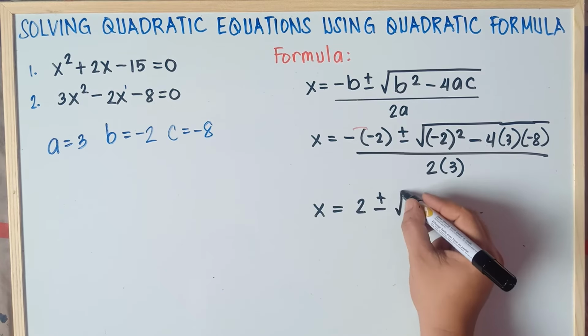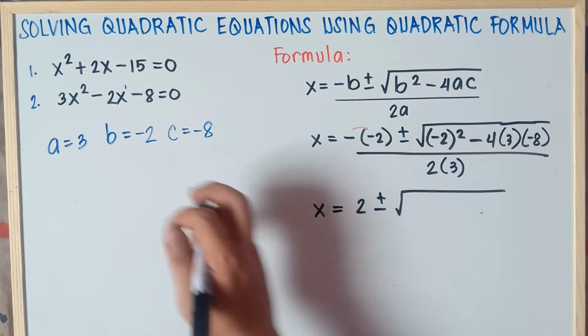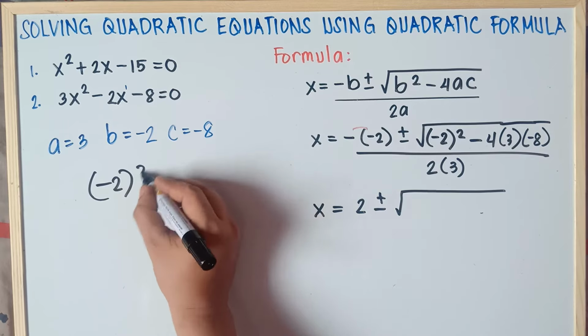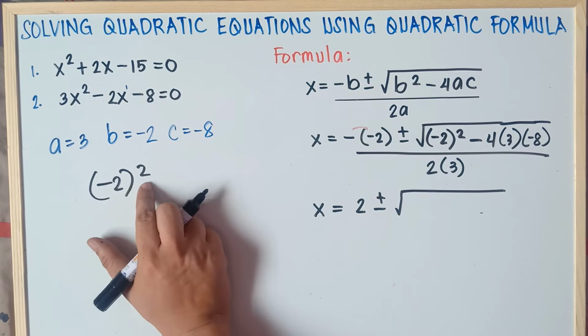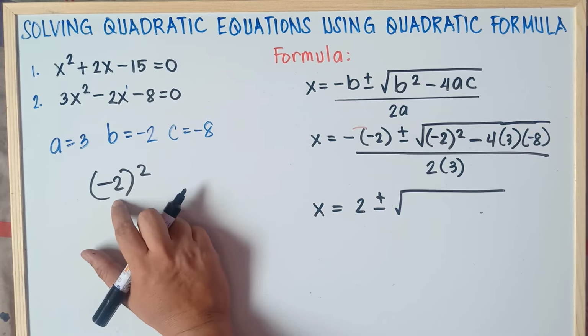Positive or negative square root of, once again, class, negative 2 squared. It doesn't mean negative 2 times 2. It means that you multiply this number by itself twice. Once again, negative 2 squared, it doesn't mean negative 2 times 2. It means negative 2 times negative 2. Negative 2 times negative 2, that would be positive 4. I hope you're not confused, class.